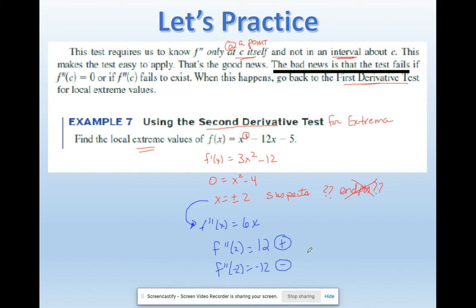So what's true? At x equals 2, f prime is equal to 0, and f double prime is positive. That means I have a horizontal tangent and I'm concave up. Therefore, x equals 2 is a local min.